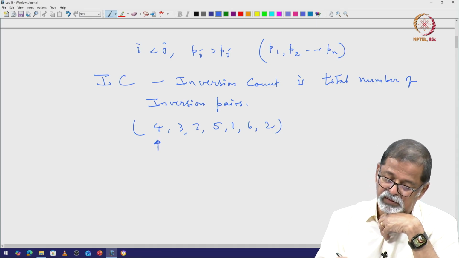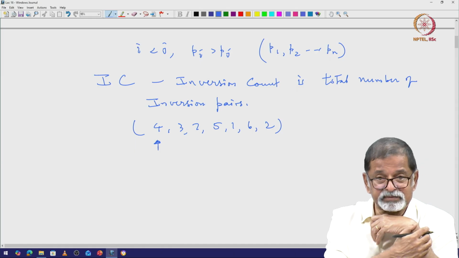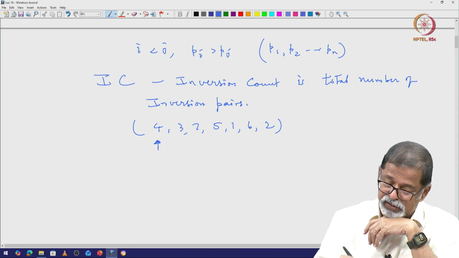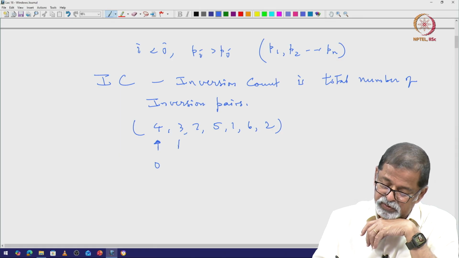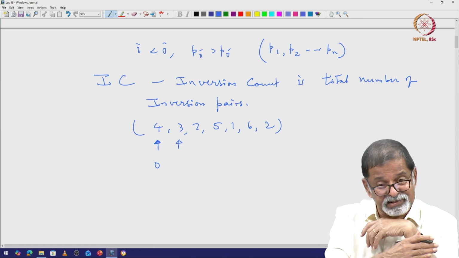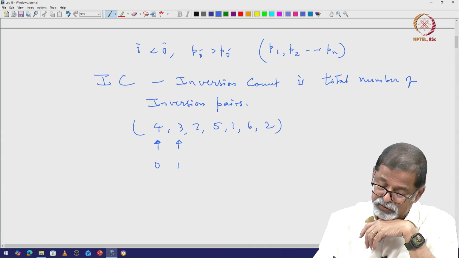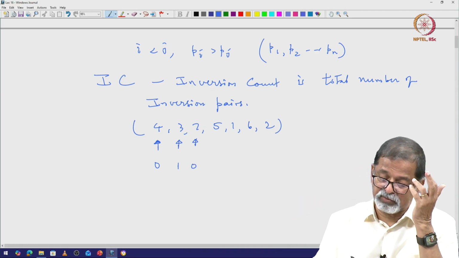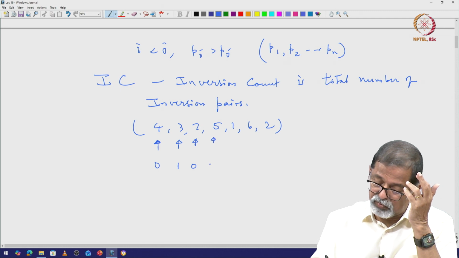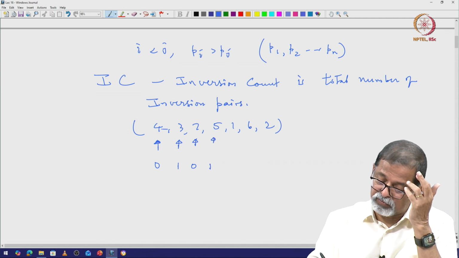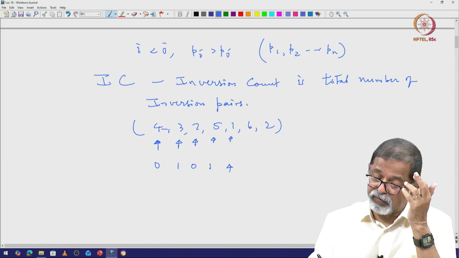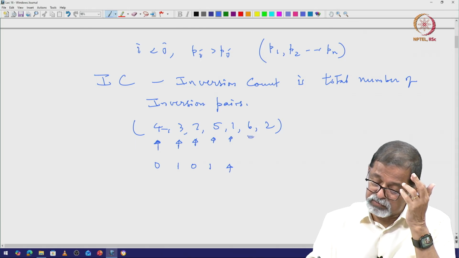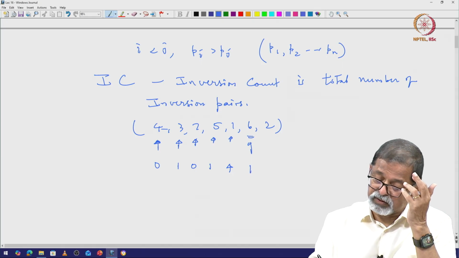How many are to the left? Smaller index, larger value: none. How many for this to the left? I is less than j, but pi is greater than pj: 1 value. For this, how many are to the left and larger? Nobody is larger, 0. This one, 1. This one, 1, 2, 3, 4. And this one, 1. And this one, 1, 2, 3, 4, 5.